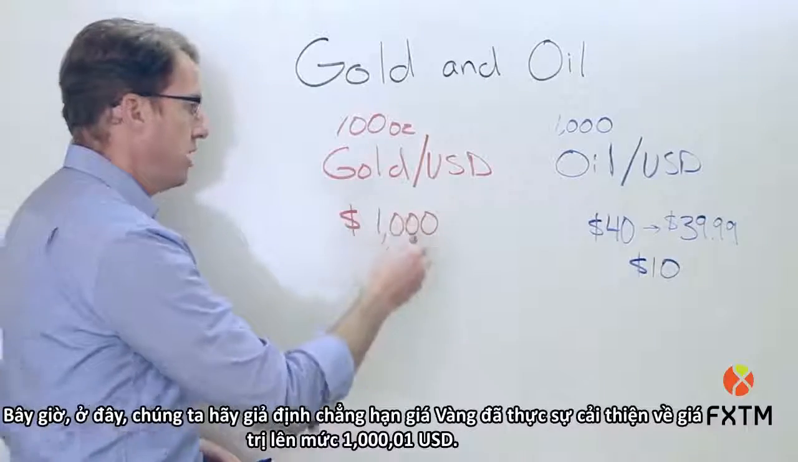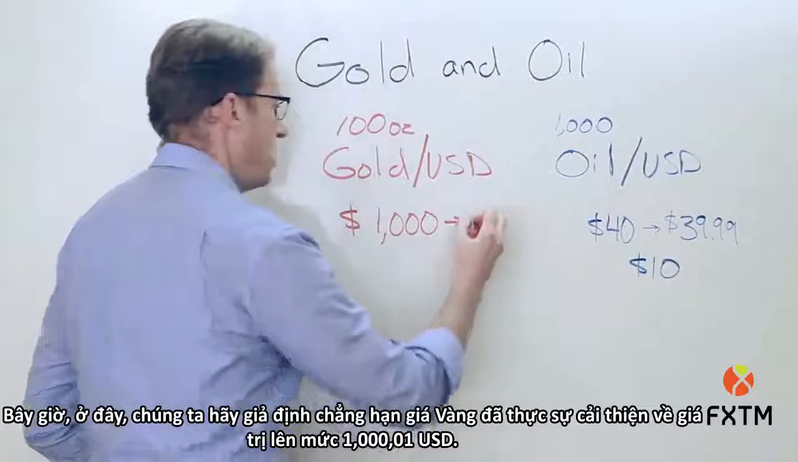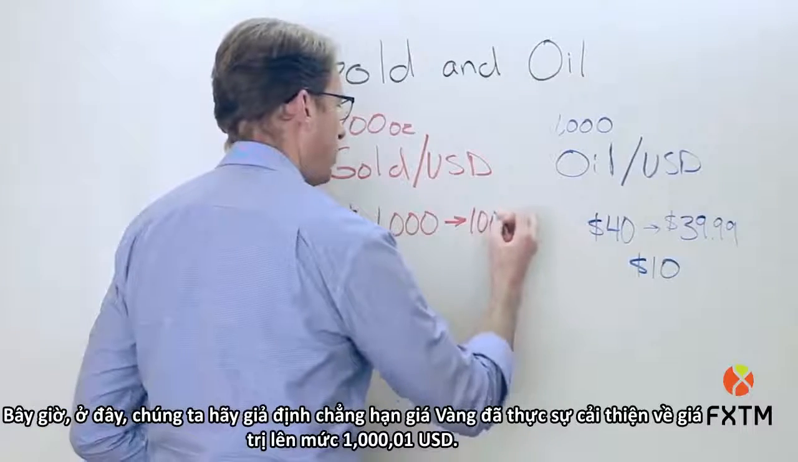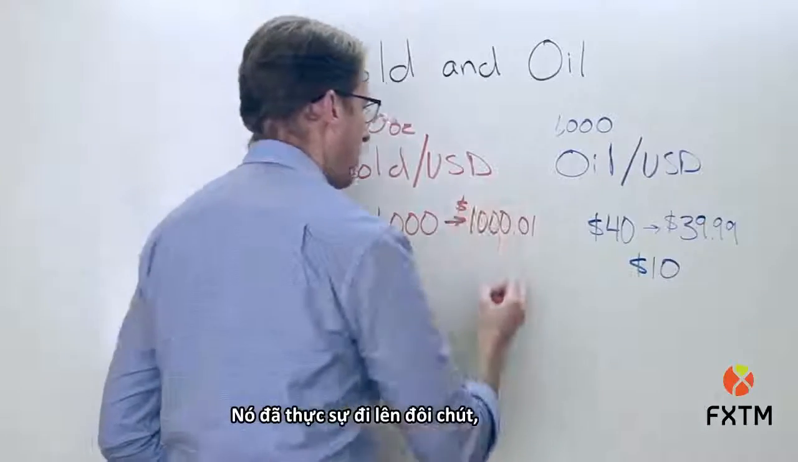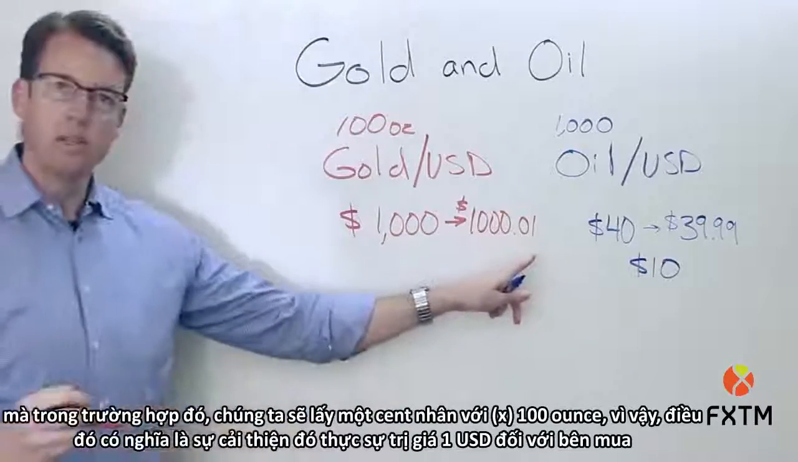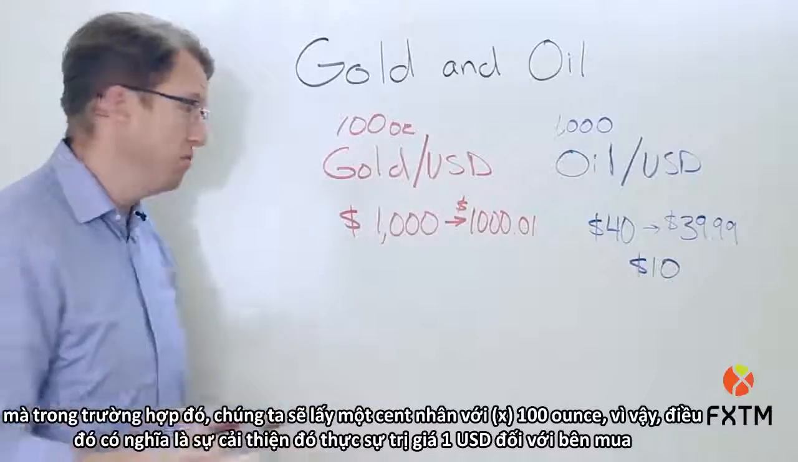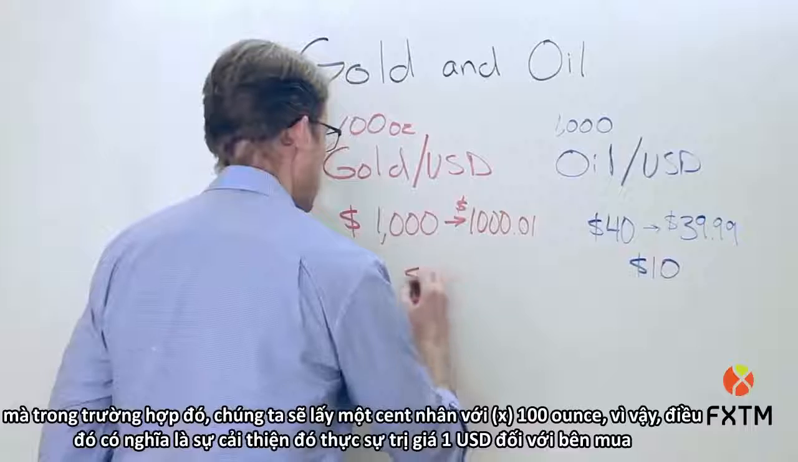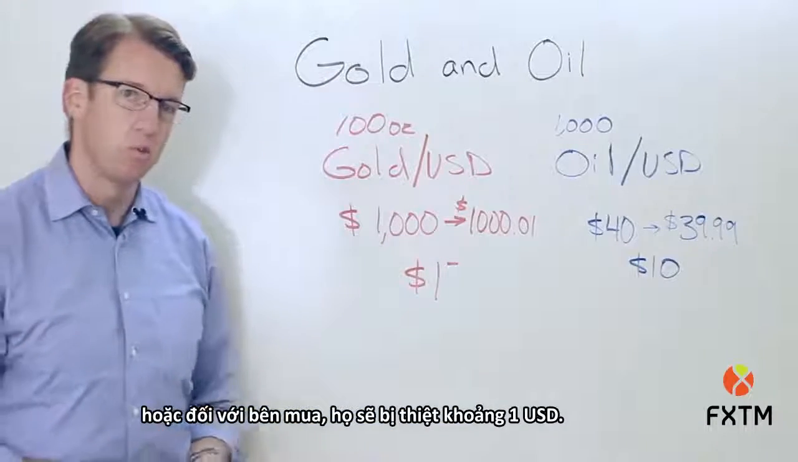Now over here, let's say, for example, that gold prices have actually improved in value to $1,000.01. So it's actually gone up a little bit. Well, we would take that 1 cent times 100 ounces. That means that that improvement is actually worth to the long side $1, or to the short side, it would be adverse to the tune of $1.